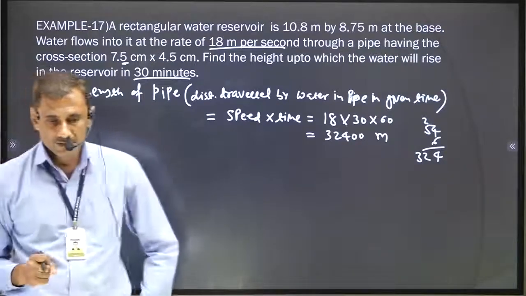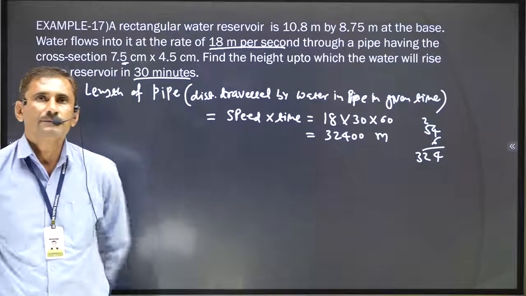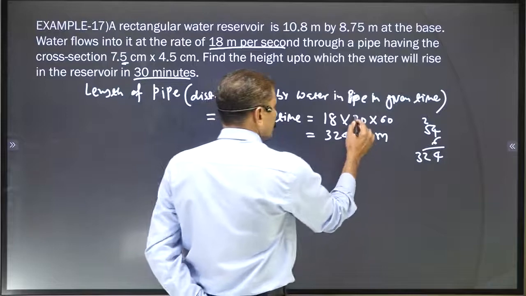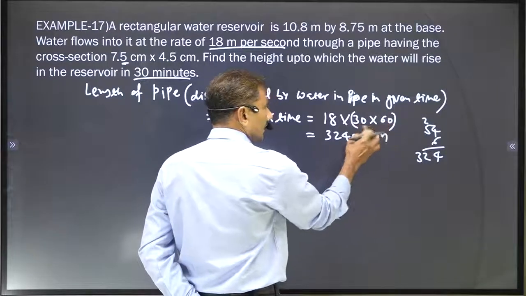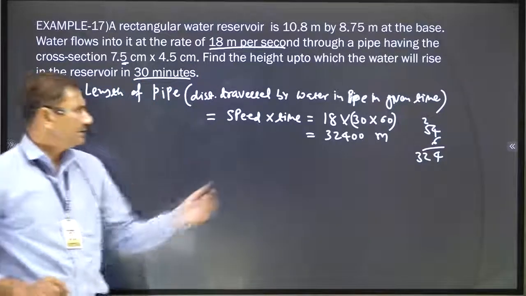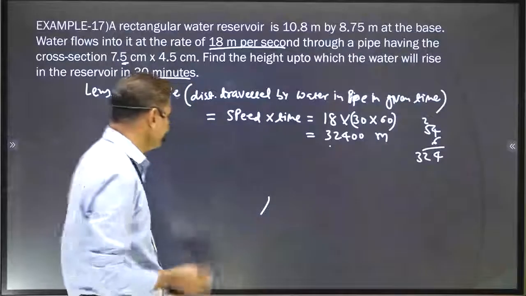Okay, example number 17. Now you can find its volume. Again, I explain, 18 is the speed. Actually, this is the time only. I converted into seconds. So 18 into 18. 18 into 18, you know 18 square is 324 and 00. Very easy.